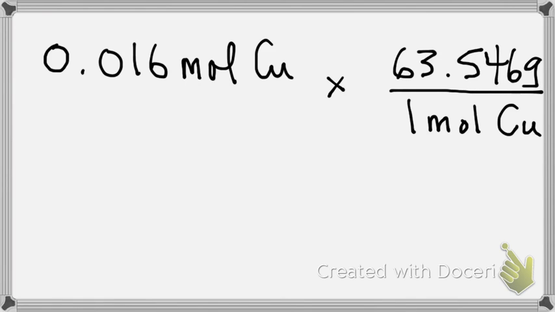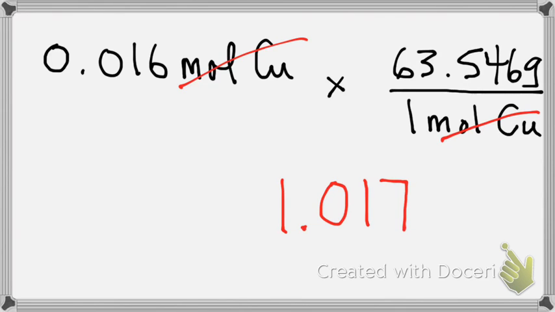Moles of copper cancel, my answer will be given in grams of copper. And when I simplify this expression on the calculator, I find that this is corresponding to 1.017 grams of copper.